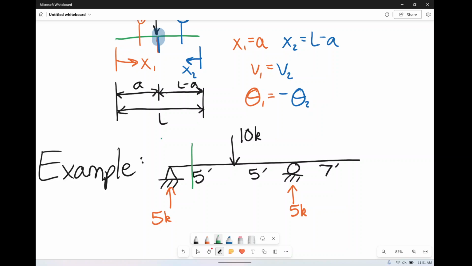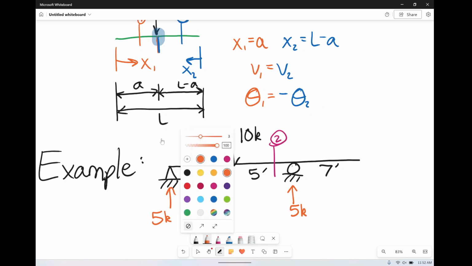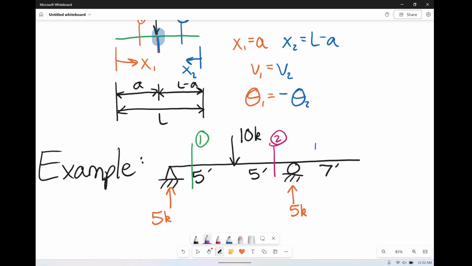So there's a change in loading here. We'll call this cut number 1. Then there's going to be a change in loading over here. This will be cut number 2. And then technically there is a change in loading over on this side, which is going to be number 3. So we need to make 3 cuts because there's 3 changes in loading. And that's going to be a lot of constants of integration that we need to solve for.